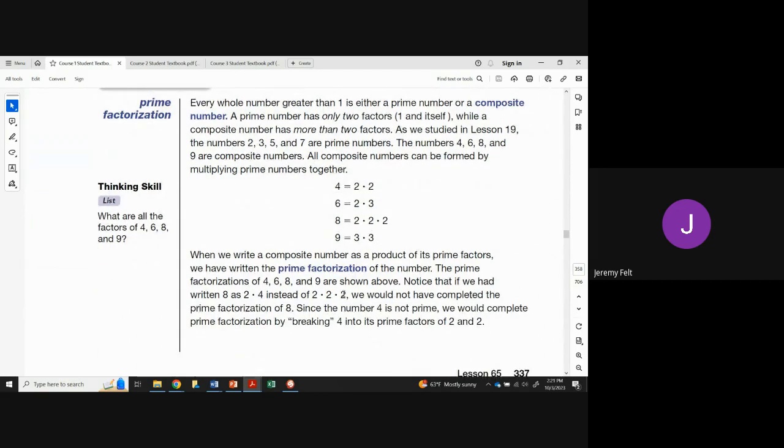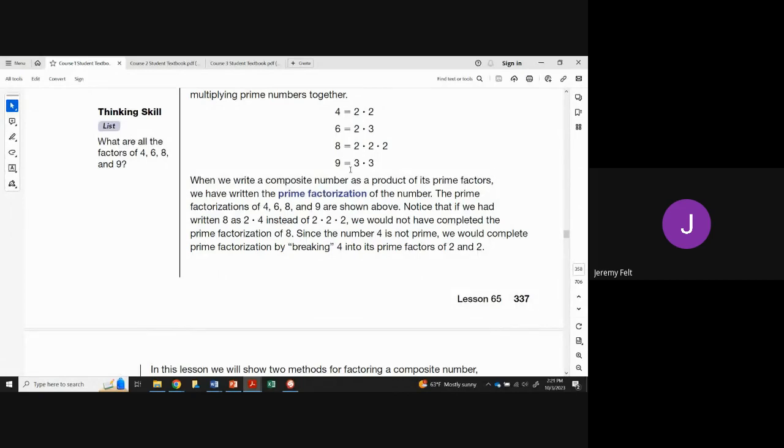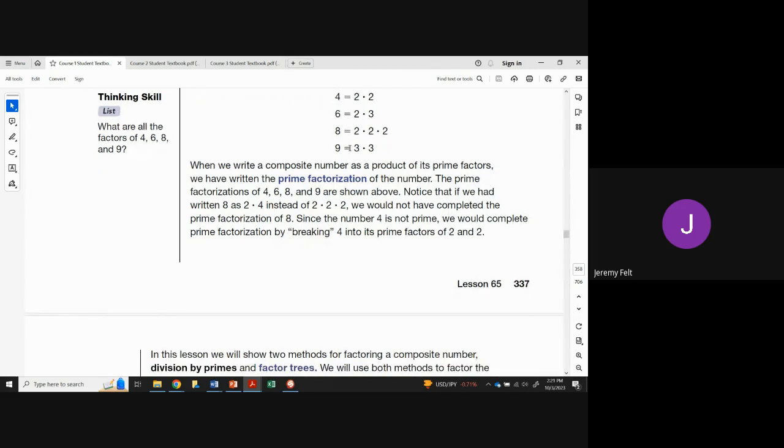So that's called prime factorization. We're breaking it down until obviously we're left with only prime numbers, and it would still be equal. 3 times 3 is still equal to 9. 2 times 2 times 2 is equal to 8. So we're not changing the value, we're just writing it in a new form.